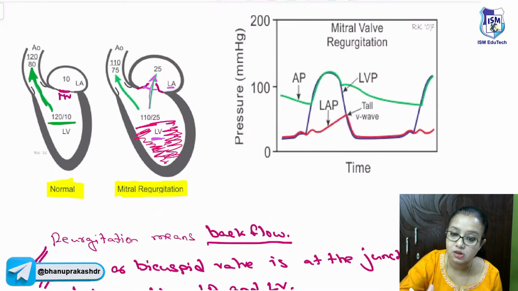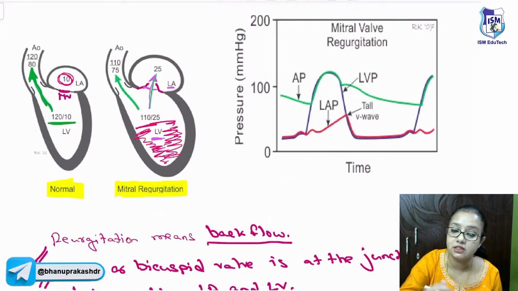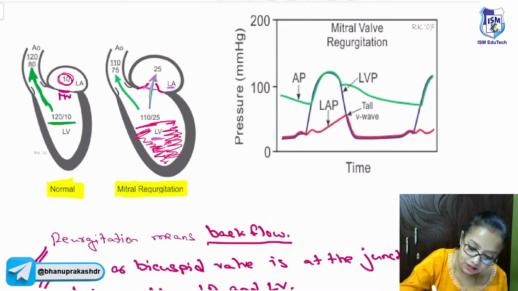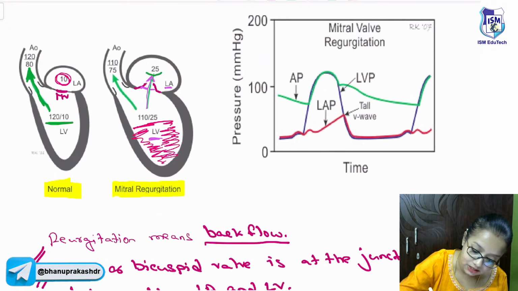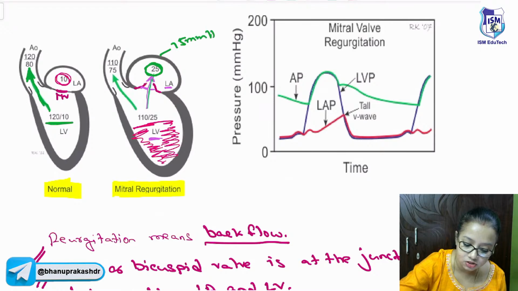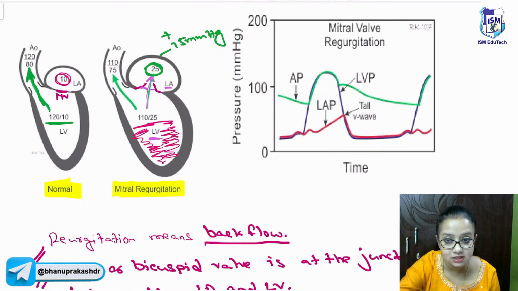As a result of this, what will be seen is that the pressure in the left atrium, in normal condition, should be maintained at 10 mmHg during the ejection period of the ventricle. But since some blood is going back into the left atrium, the pressure is now more than 10. It is like 25 mmHg. So here you see 15 mmHg pressure is more in the left atrium than in normal condition, because blood is now going back to the left atrium.